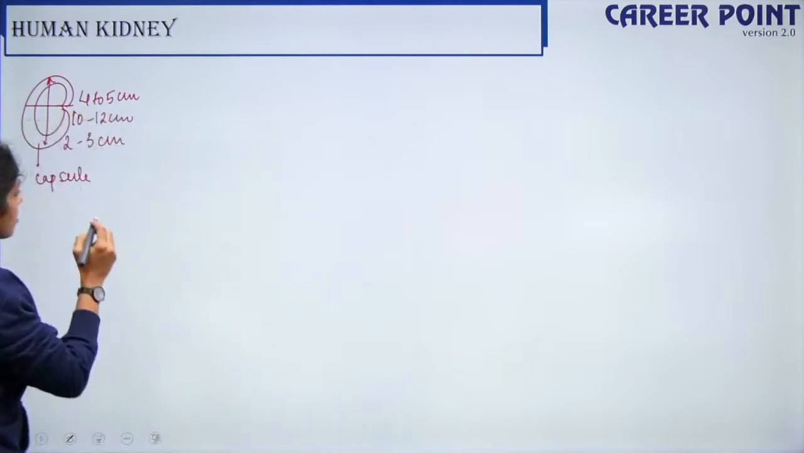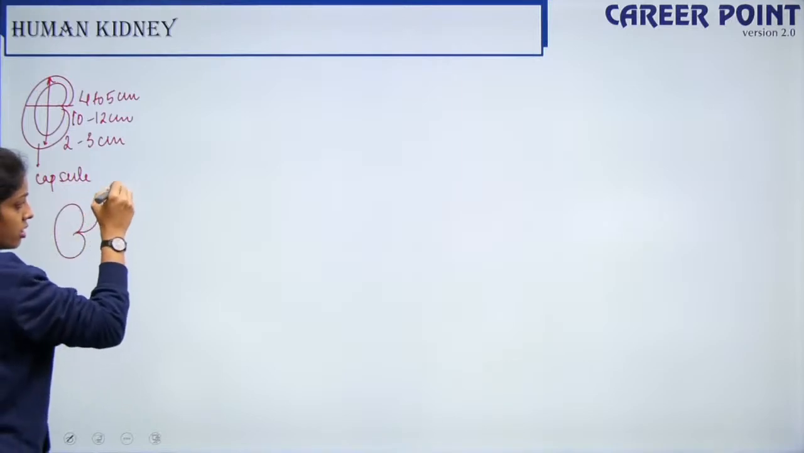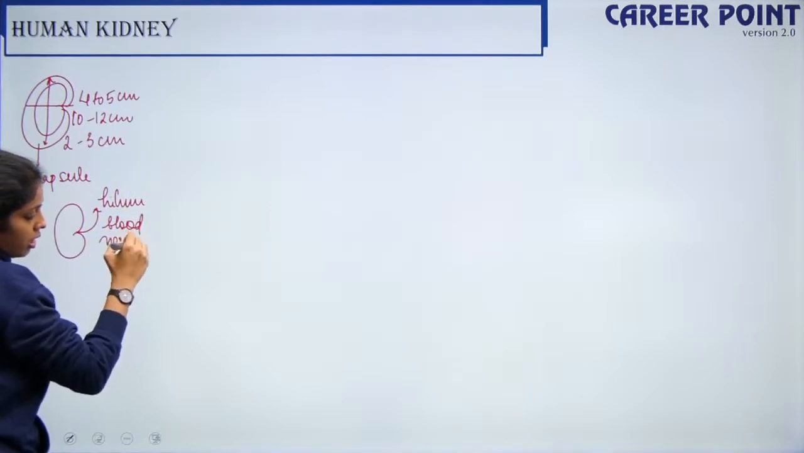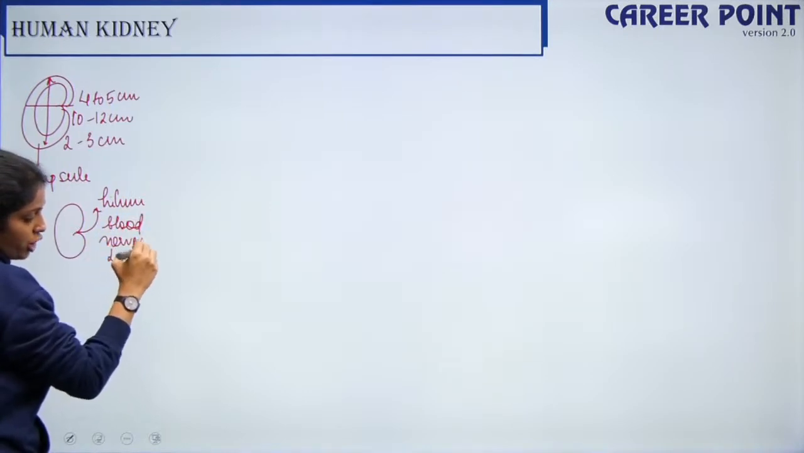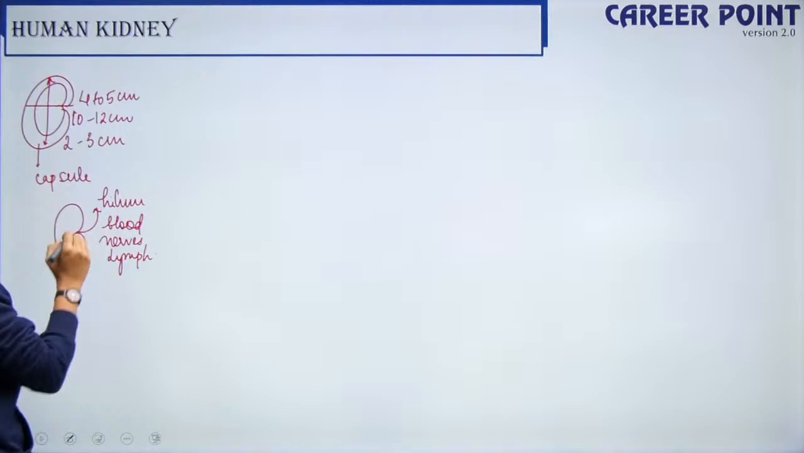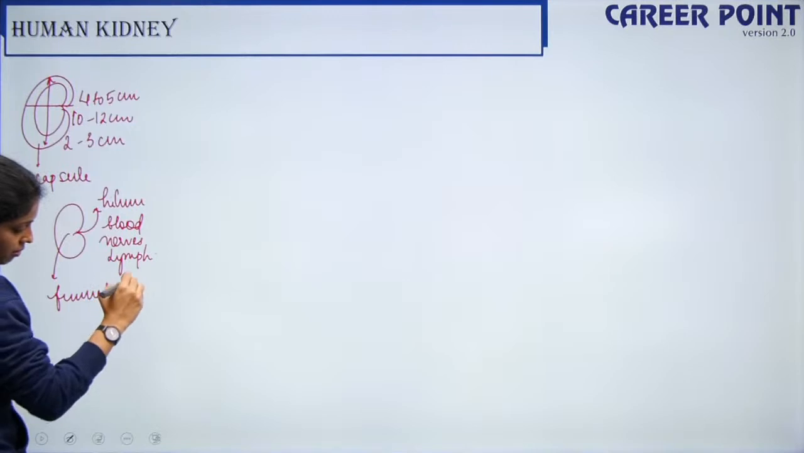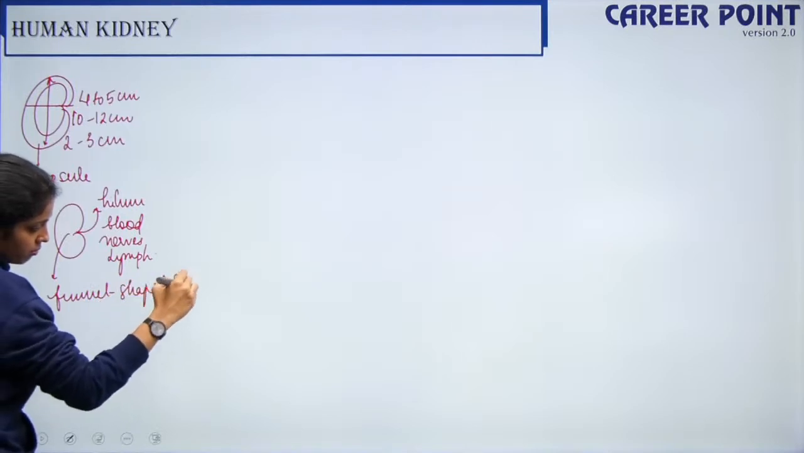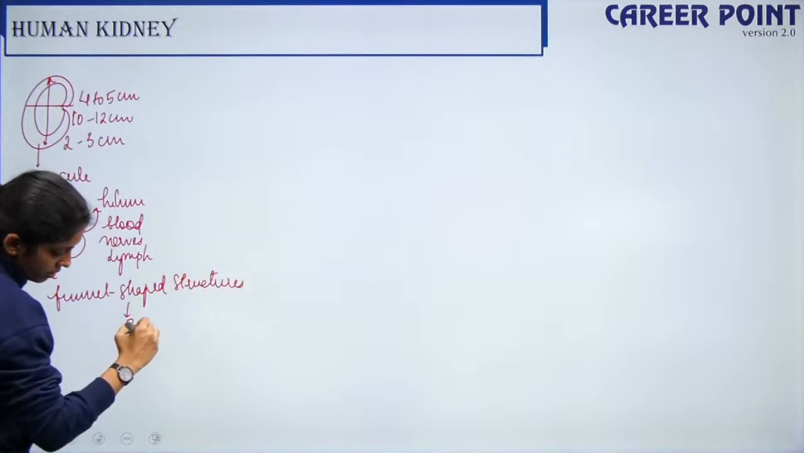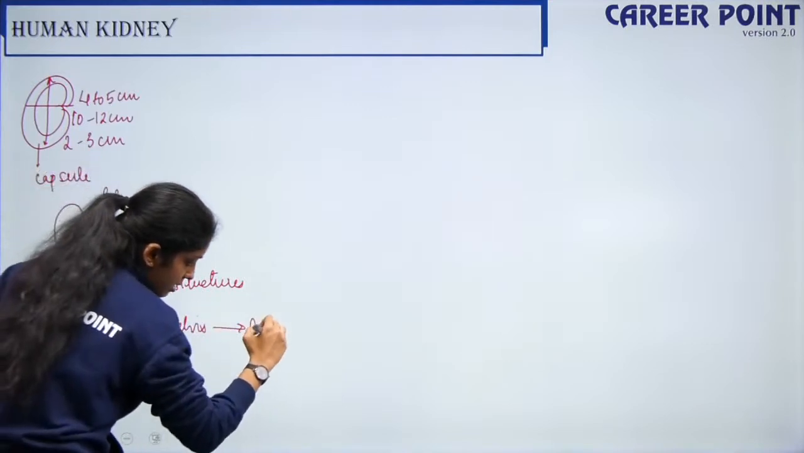Okay, yeah. So the concave surface of the kidney is known as the hilum. This is the opening through which the blood vessels, the nerves and the lymph vessels enter the kidney, and the ureter exits. Inner to the hilum, you have funnel shaped structures. These funnel shaped structures are known as the renal pelvis. The renal pelvis has projections known as the calyces.